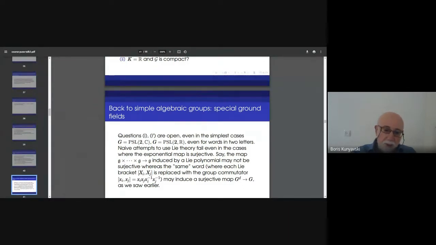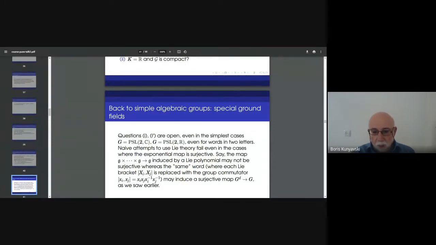I remind you once again, as was already told, that naive attempts to use Lie theory fail, even in the cases where the exponential map is surjective. We saw earlier examples where the Lie polynomial induces a non-surjective map, whereas the same word, where each Lie bracket is replaced with the group commutator, may induce a surjective map. Say the Lie polynomial may not be surjective, but the word map will be surjective.